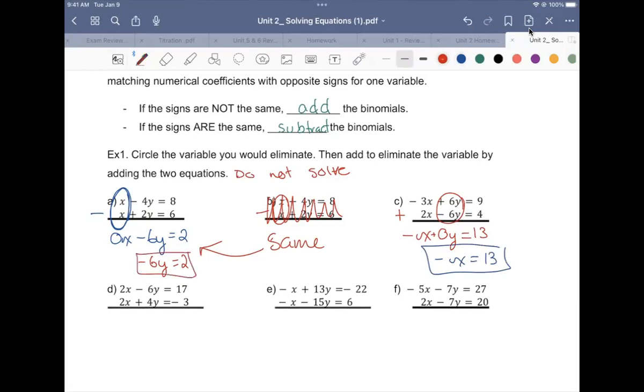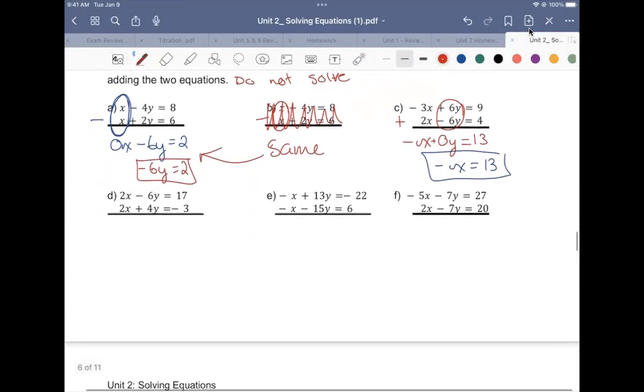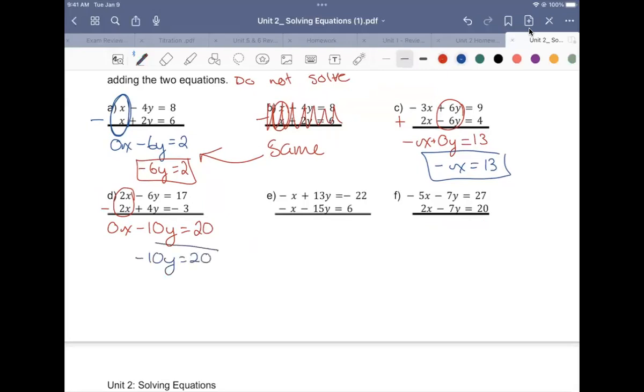And now we have x on its own, which means it's a lot easier to solve. If we look at this next example, again, not the same coefficient, same coefficient. So here I'm going to subtract the two of them, and I will get 0x. Negative 6y minus positive 4y is going to give me negative 10y is equal to 17 minus negative 3 is the same as 17 plus 3, which is 20. So my final answer is negative 10y is equal to 20.